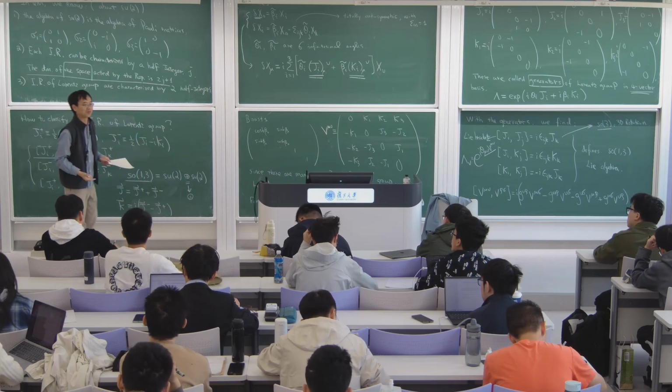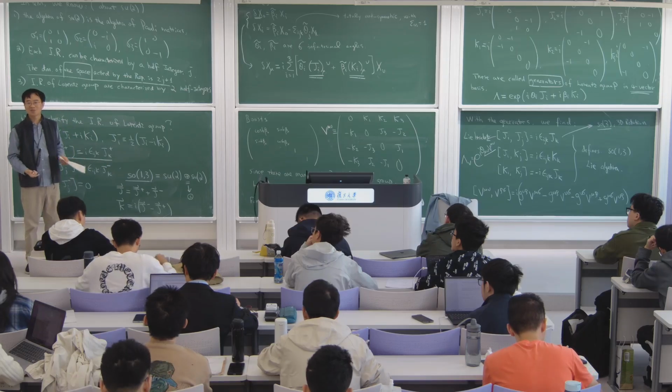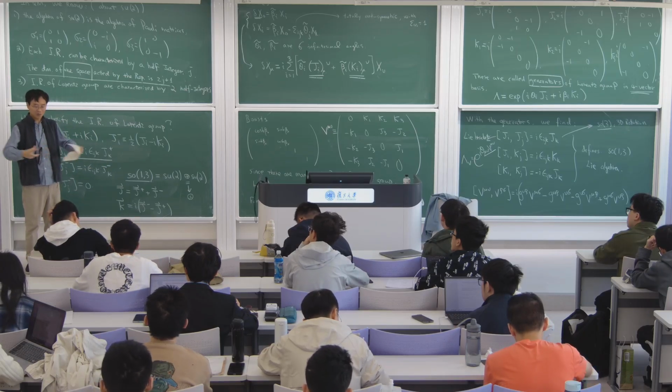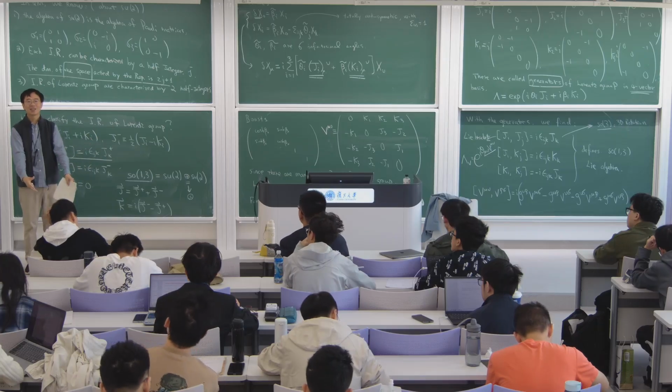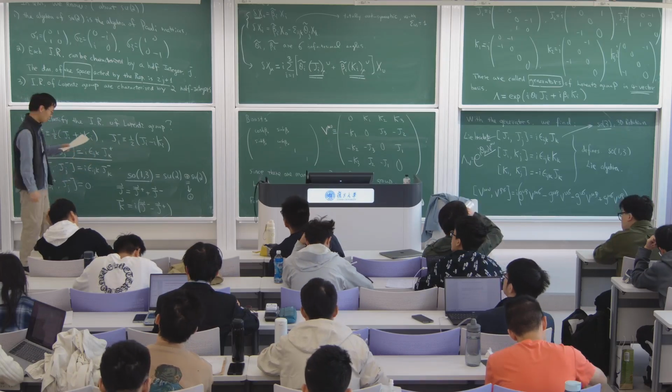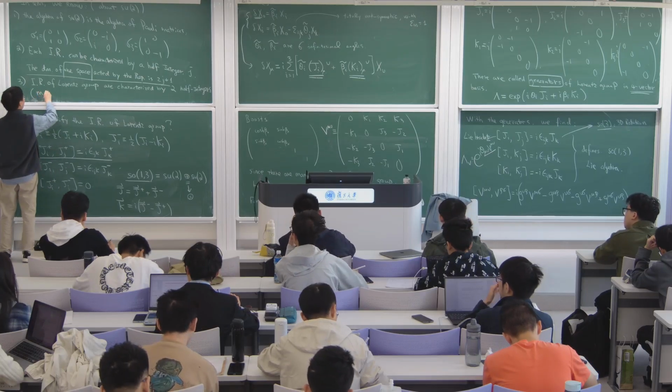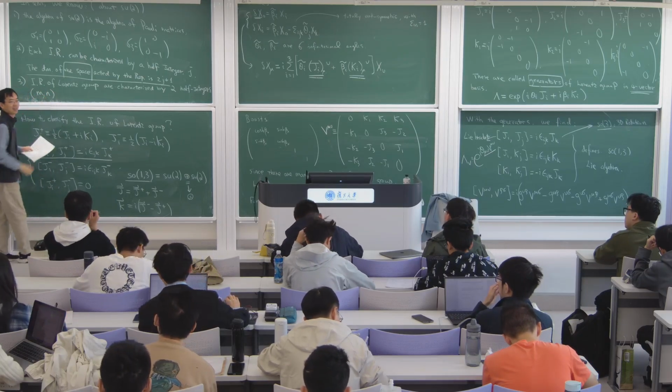Because there are 2 SU2, each SU2 is classified by a half integer. Now you have 2 SU2, just put them together, then you should have 2 half integers. Sometimes we just denote it as m or m comma n, okay?